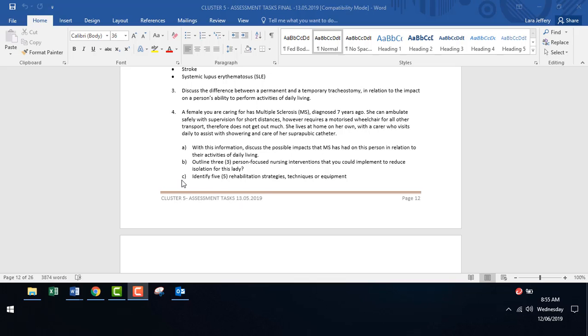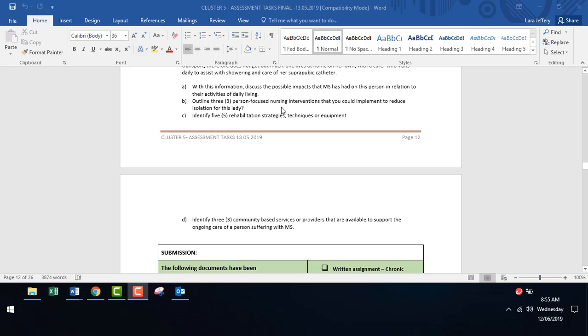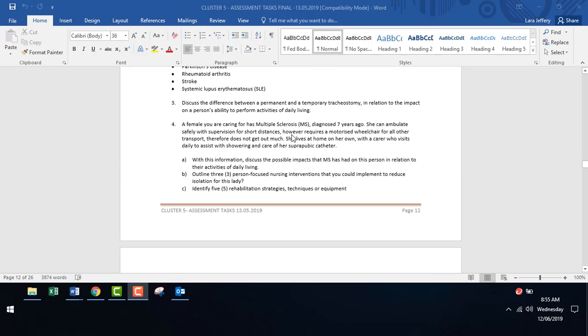All right. And part C, identify 5 rehabilitation strategies, techniques, or equipment. Okay, sorry, there's 4 questions. Or equipment. Okay, so a part of this is also that you need to do some research around MS, okay, and that you describe 5 of these things that might assist her.